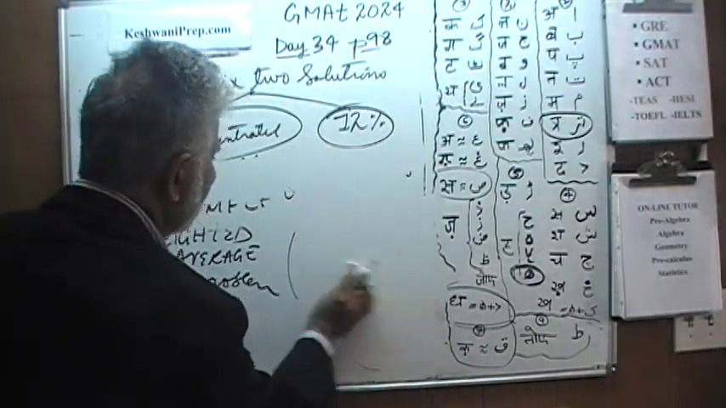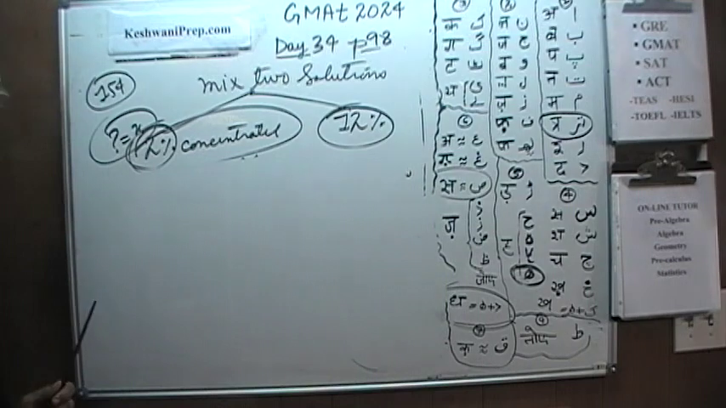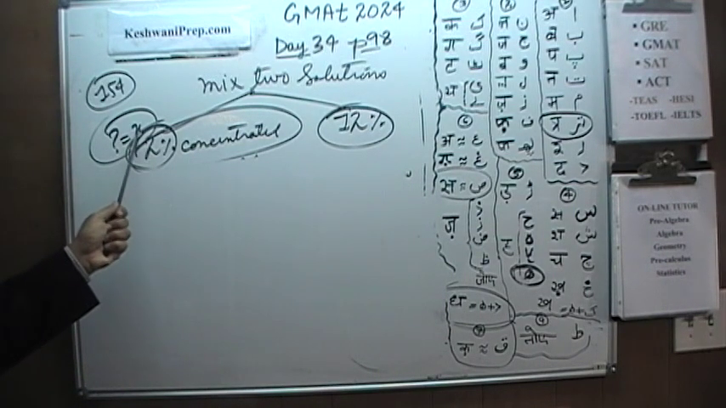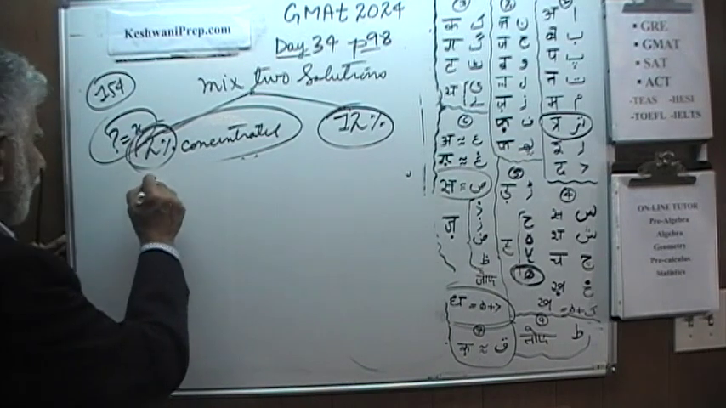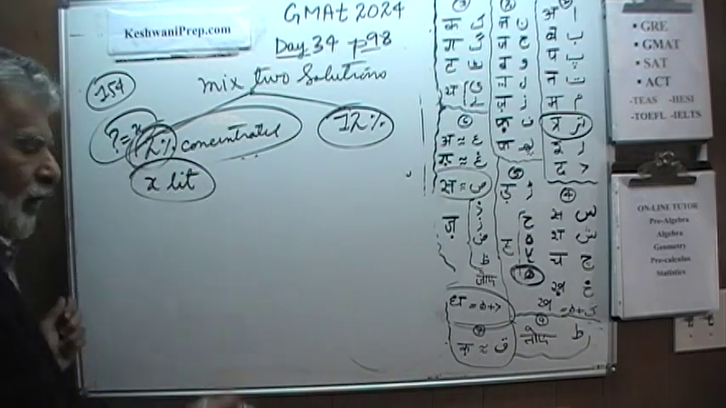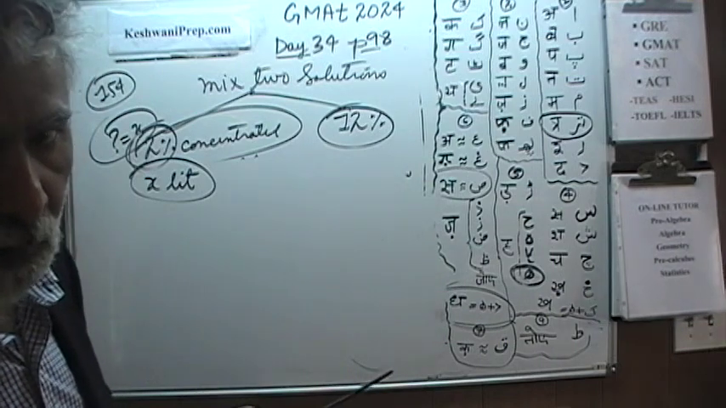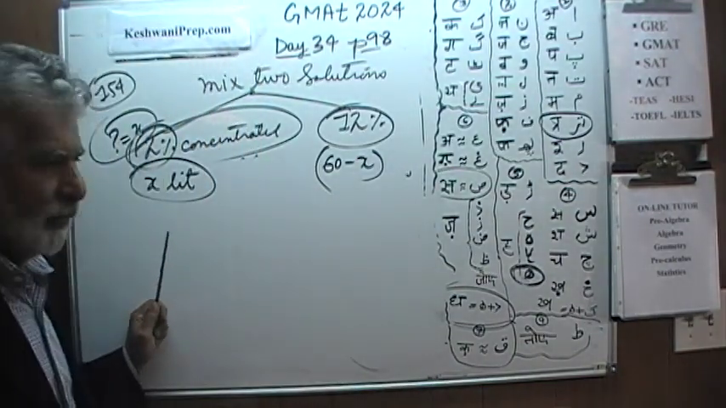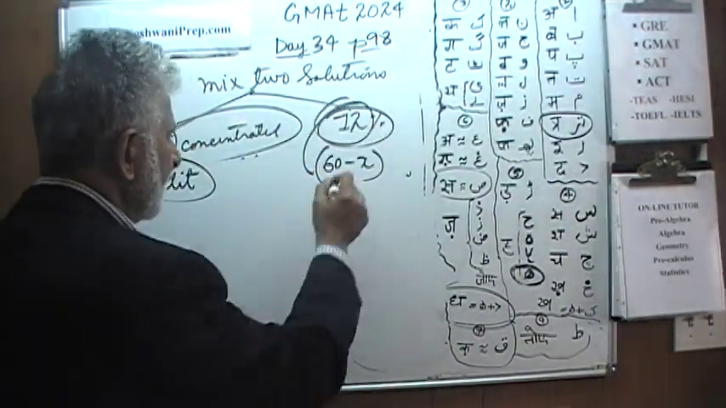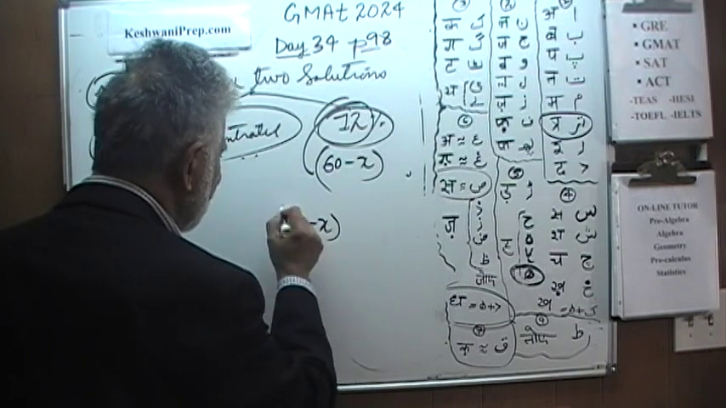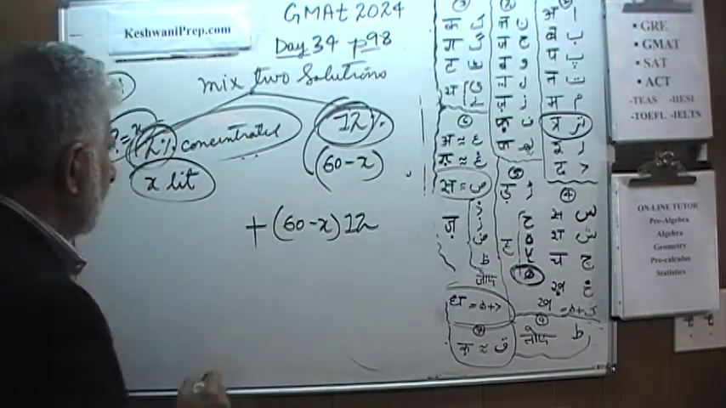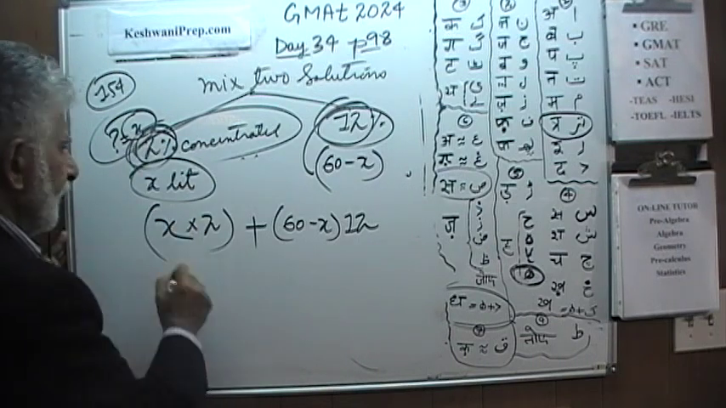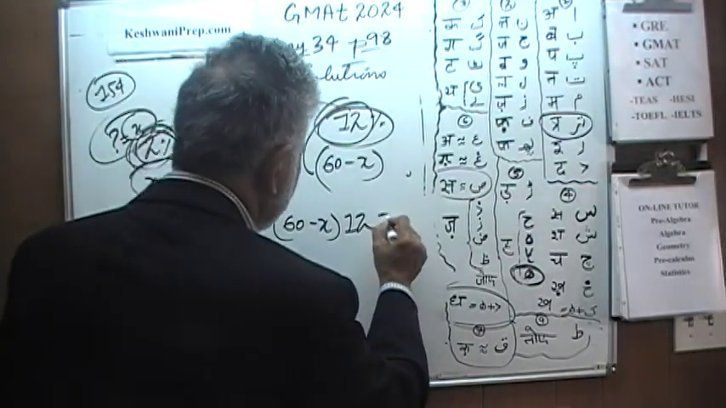We need 60 liters. The question is, how many of the 2% solution do we need? That's what we're calling X. So if this is X liters, and we are told that we need 60 liters total, then this will be 60 minus X. 60 minus X will have a weight of 12%. And the X has a weight of 2%. And the final has to be 5%.